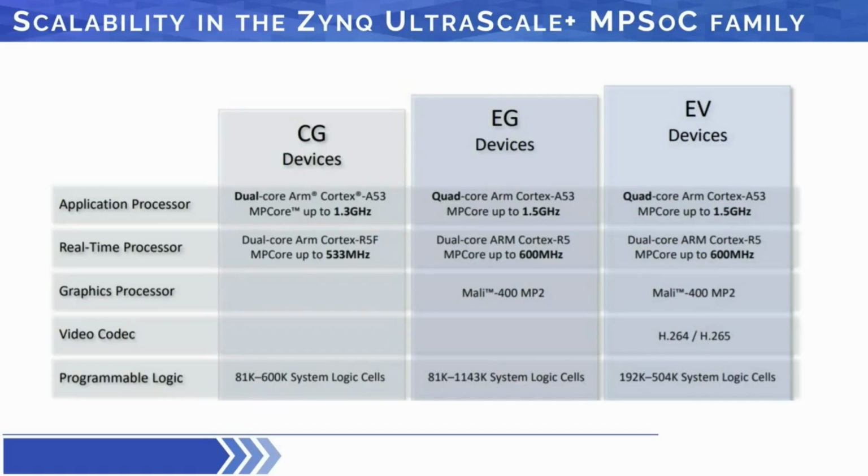Now looking at the various variants available in the MPSoC family. The CG consists of a dual-core ARM Cortex-A53 processor, which is suitable for industrial motor control and sensor fusion applications. The EG consists of a quad-core A53 core and a Mali 400 MP2 GPU, and this is more suited for wired and wireless infra, data center, defense and aerospace applications.